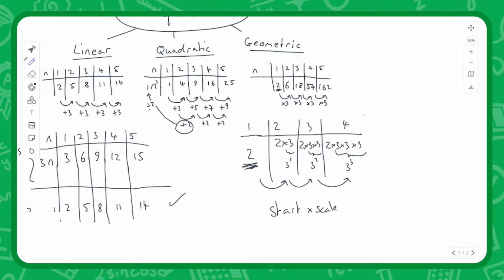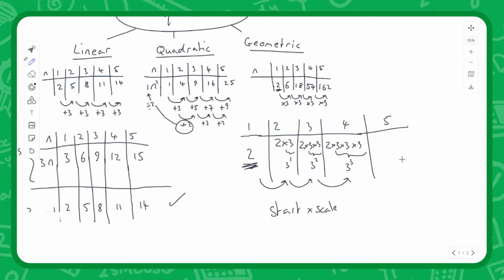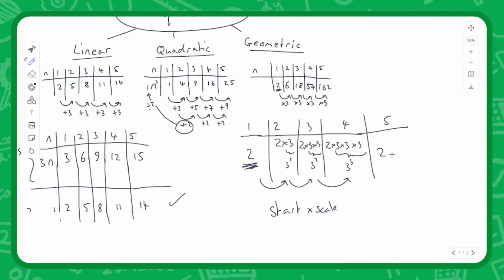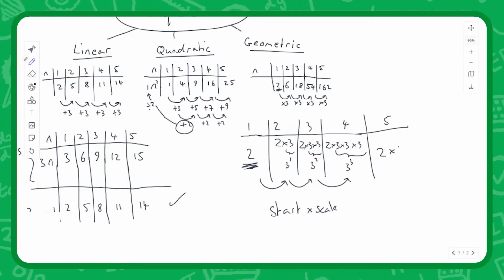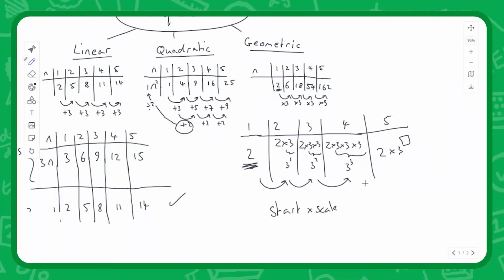Right, so if I wanted to find the fifth term, all I need to do is take my starting number and times it by 3 to the power of however many jumps I need to make.